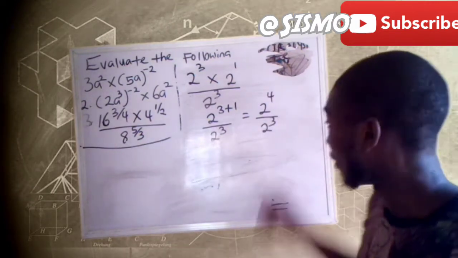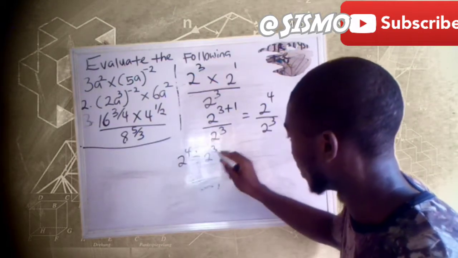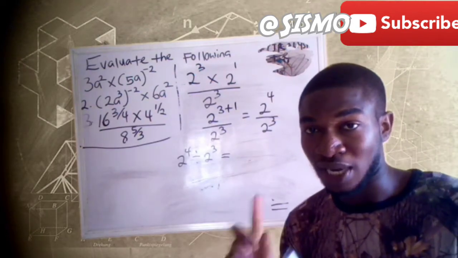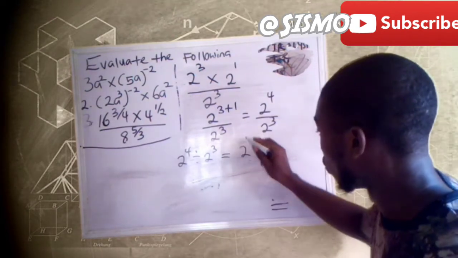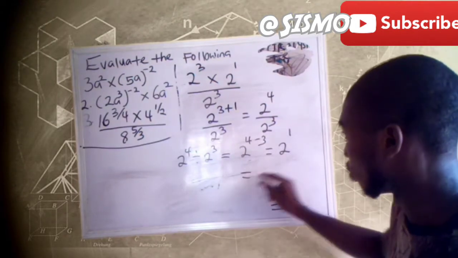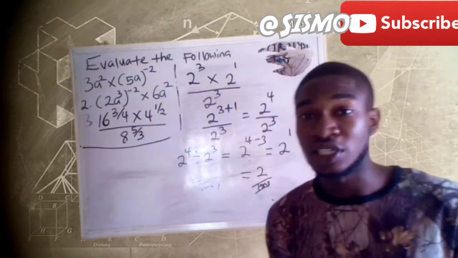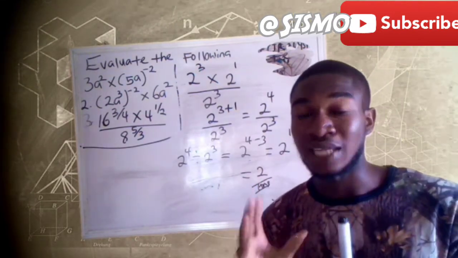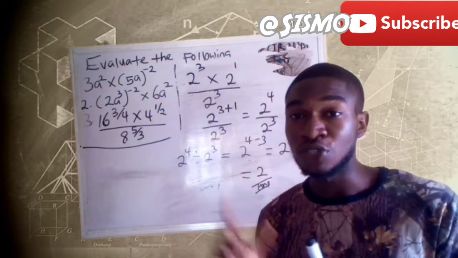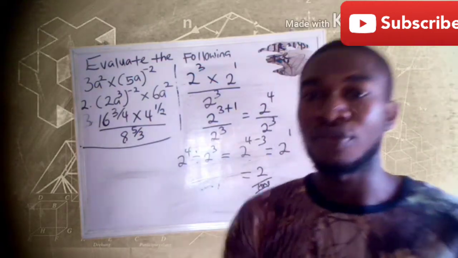Since we have 2 raised to the power 4 divided by 2 raised to the power 3, we will now apply the division law: when we are dividing, we subtract the powers. So we now have 2 to the power 4 minus 3, which is equal to 2 raised to the power 1, and this is equal to 2 as the final answer. So indices is quite easy when we have the laws at heart. So do well to visit the video of the laws of indices. I believe this will be quite easy for us. We will solve further examples to ensure that we learn everything about indices.